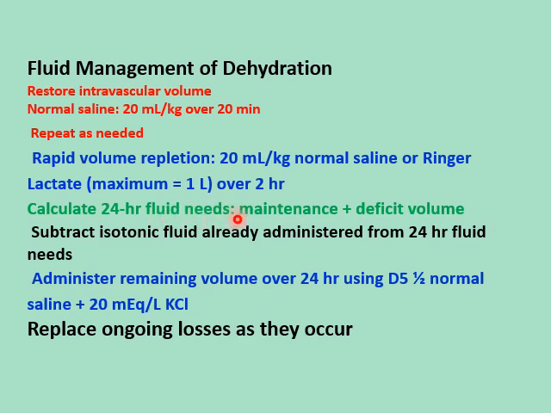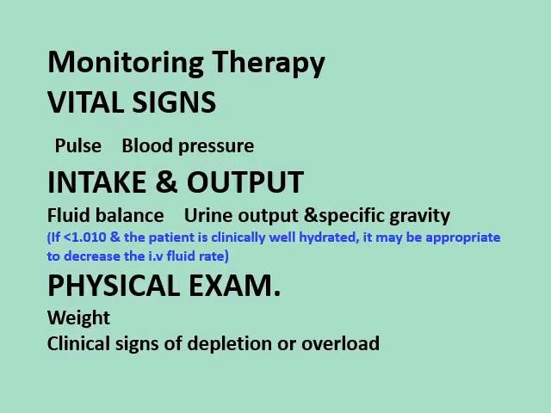Calculate the 24-hour fluid need: maintenance plus deficit volume. Subtract the isotonic fluid already administered from the first 24-hour need. Administer the remaining volume over 24 hours using 5% dextrose plus half saline plus 20 mEq KCl, and here you should ensure urine output before you prescribe KCl. Replace ongoing losses as they are, ml per ml.